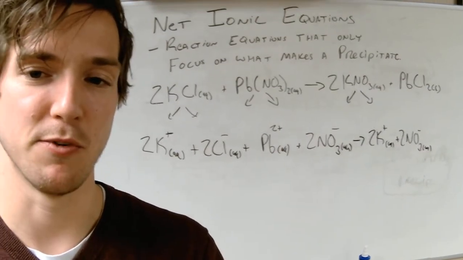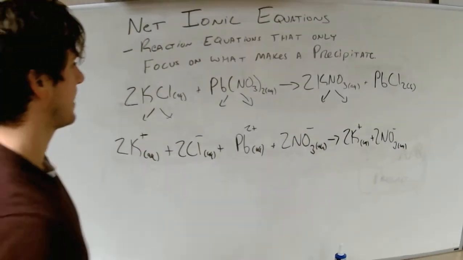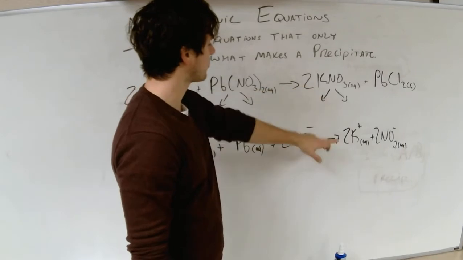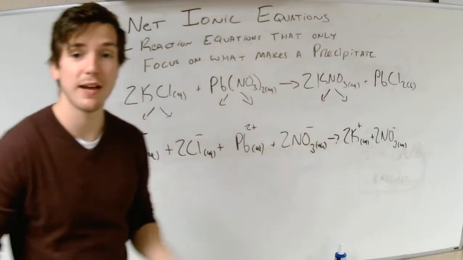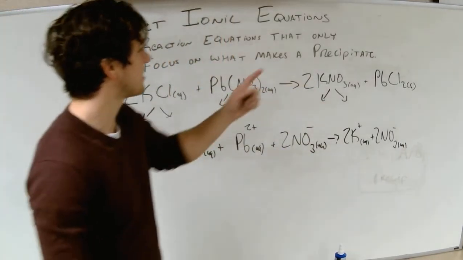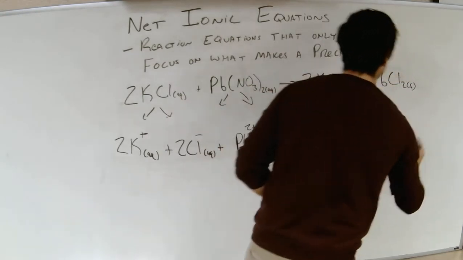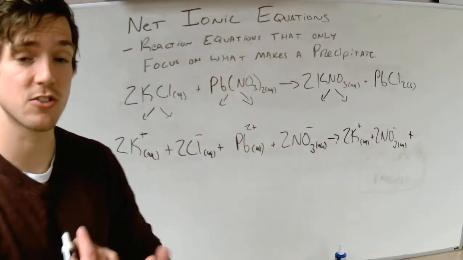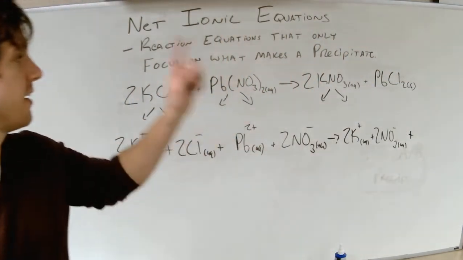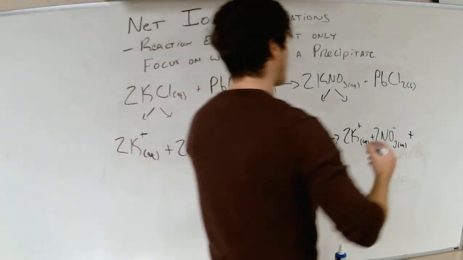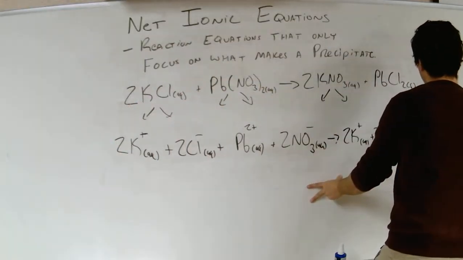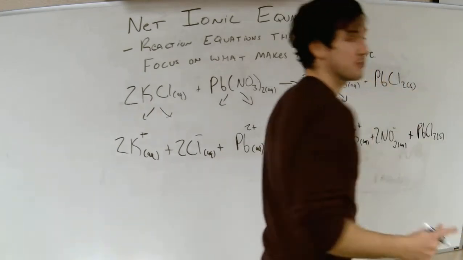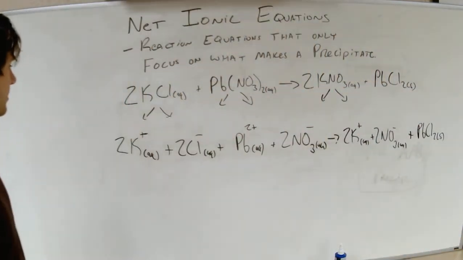Okay, I'm going to move this so you can see it. So again, 2 in front, so I have to have 2 K plus and 2 NO3 minus. And then the solid, remember, we only split up things that are aqueous. Things that are solid, liquid, and gas we keep together. That is a solid, so it does not split up. It's going to form a nice precipitate at the bottom of our beaker.